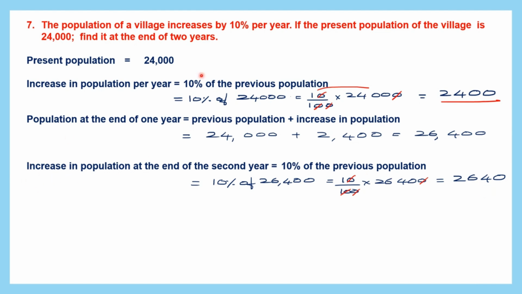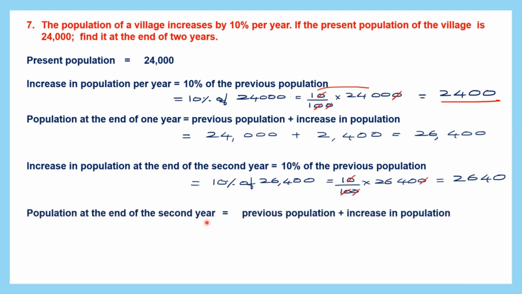So we have found the increase. Now we have to find what is the population at the end of 2 years. So to find the population at the end of the 2 years, we say the previous population, that is 26,400, plus the increase in population, which is 2,640. So the previous population is 26,400. To this we add the increase in population, which is 2,640. So when you add these two, you get 29,040. So this is the population at the end of 2 years, 29,040. This is our answer.